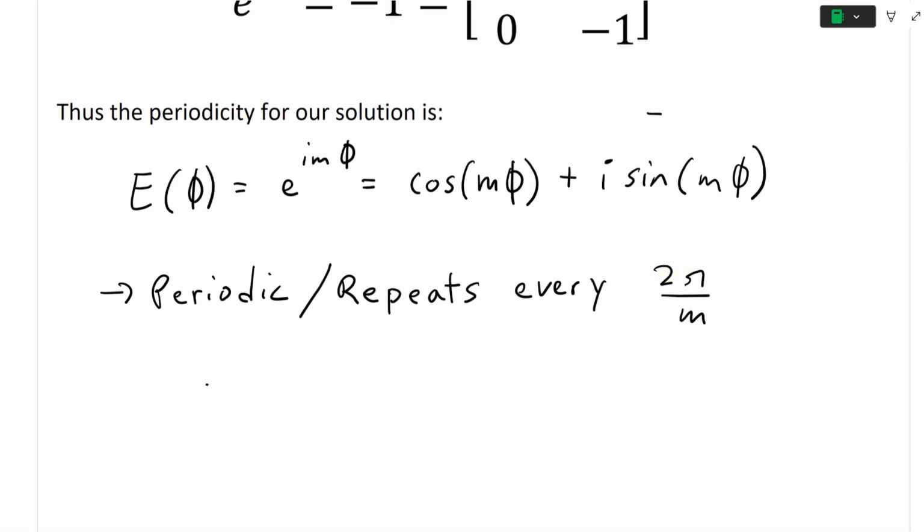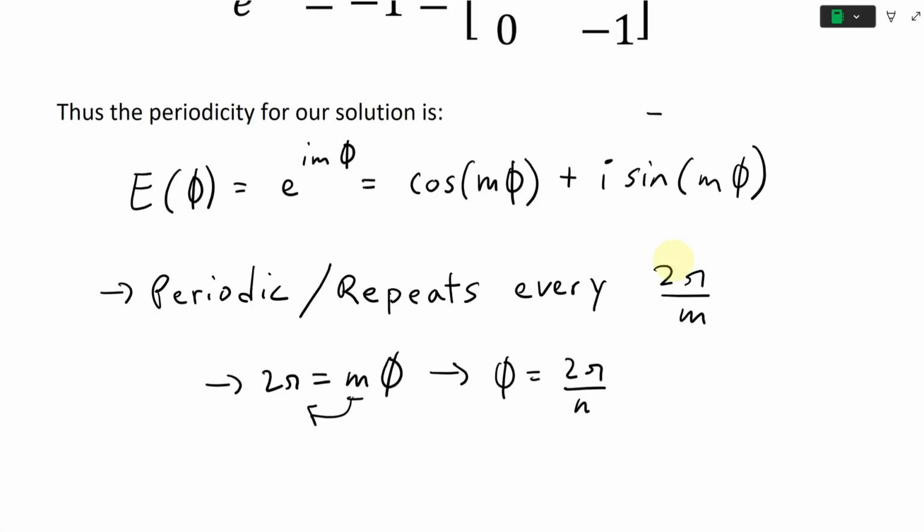And you can go right here. So 2 pi equals m phi. In order for 2 pi to equal m phi, we move the m over to the other side, so phi is equal to 2 pi over m. And then you can put in an integer. Basically, it cycles over and over again. So you can multiply this by any integer, and it just keeps going, cycling back and forth. So that is that.